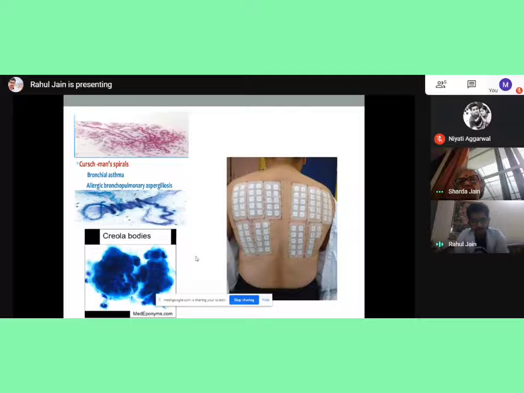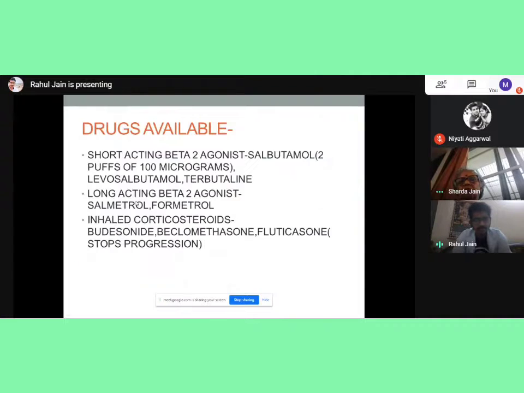Then we are clear about the allergic skin testing on the back, and on the left side I just put the picture of Creola bodies, Curschmann's spirals, and Charcot-Leyden crystals. These are characteristics of sputum in asthma. If these three are present, we know that it's a sure diagnosis of asthma. They are basically the dead cast. They're dead casts.